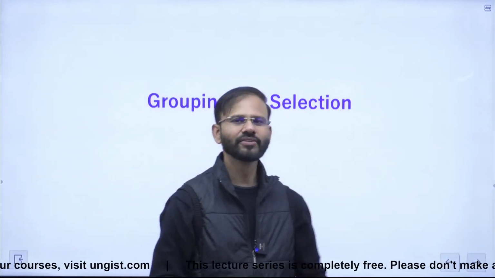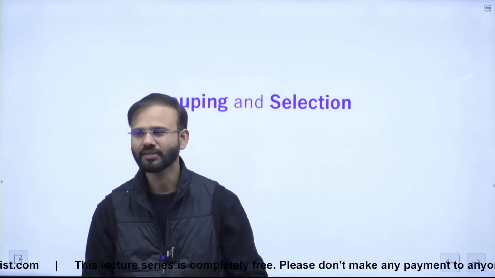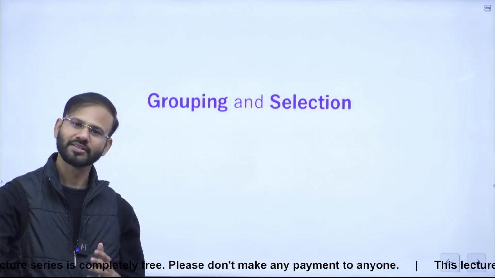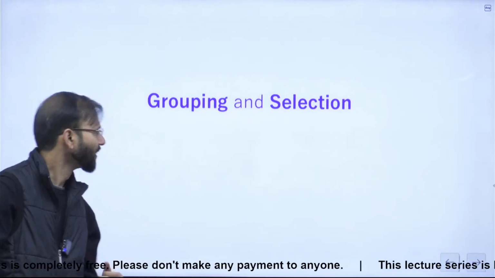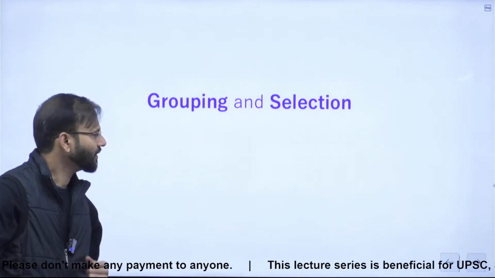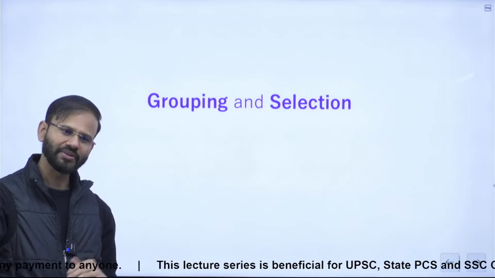Guys, yesterday we discussed word formation, number formation and some PYQs based on that, right? And today we are going to discuss the grouping and selection part of numbers, permutation and combination, fine? This is also an important subtopic in this chapter, fine? So guys, here what we are going to use is the NCR concept, that we have studied.